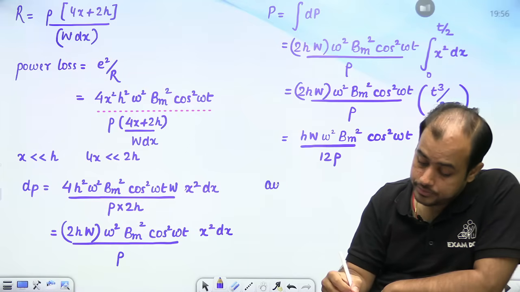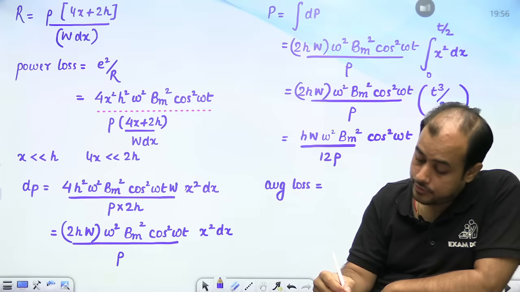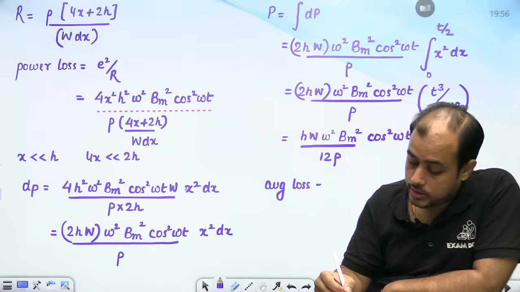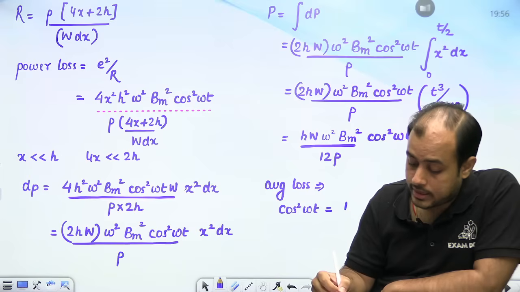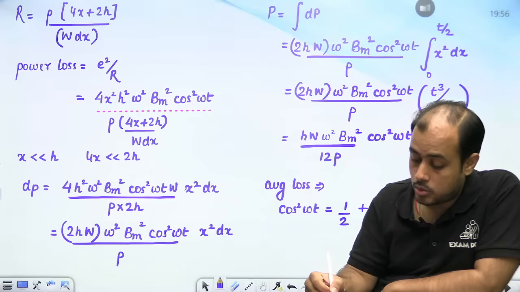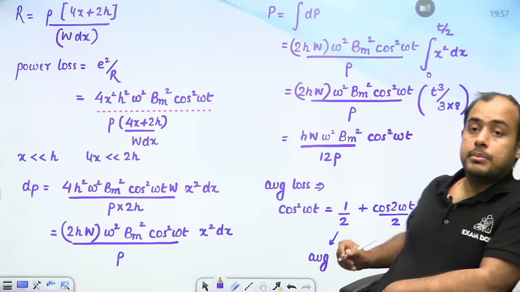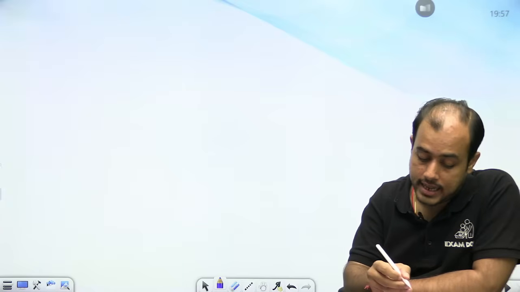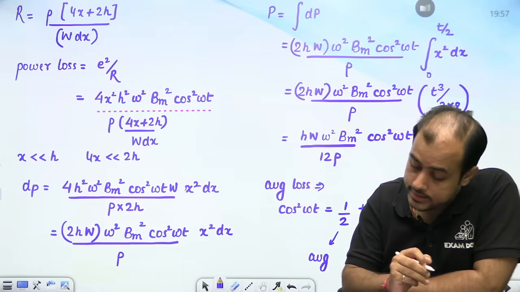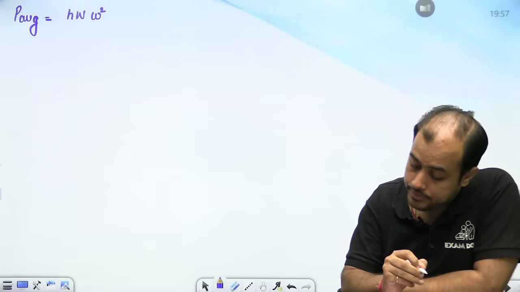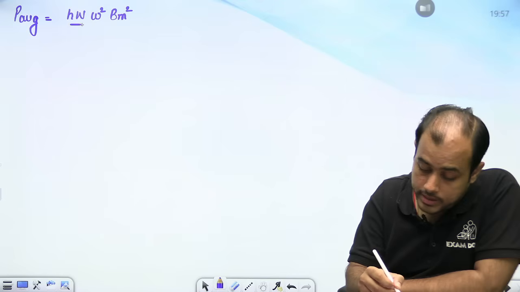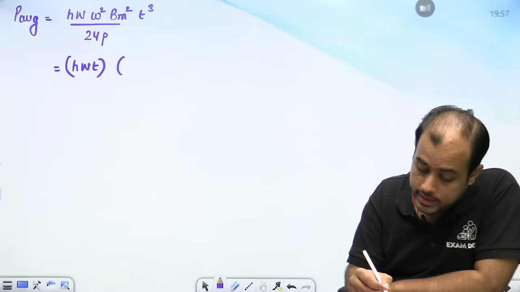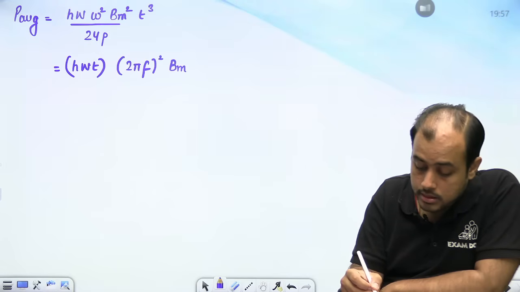Now average loss for this: average value of cos square omega t, cos square omega t का average, how to take, see, cos square omega t is half plus cos 2 omega t by 2. तो constant term is the average. मैंने cos square omega t को लिखा (1 plus cos 2 omega t) by 2, तो एक constant term average कहलाएगा। तो if you calculate the average loss, it is HW omega square Bm square, cos square omega t is half, t³. तो HWt omega square, omega is 2πf, square, Bm square t square.